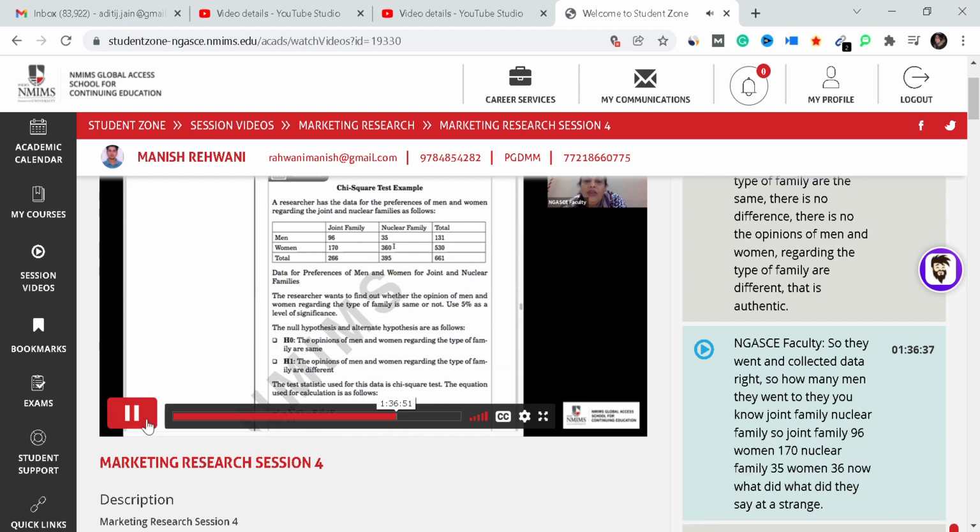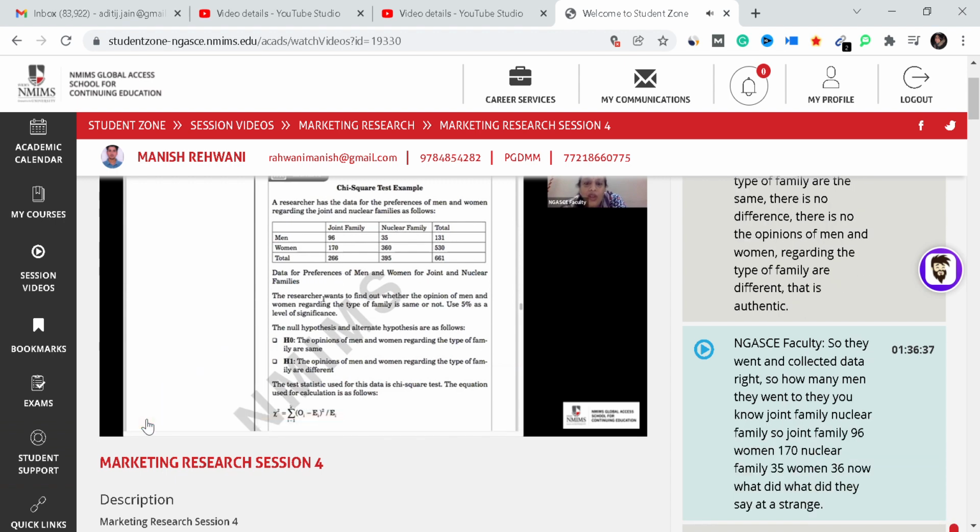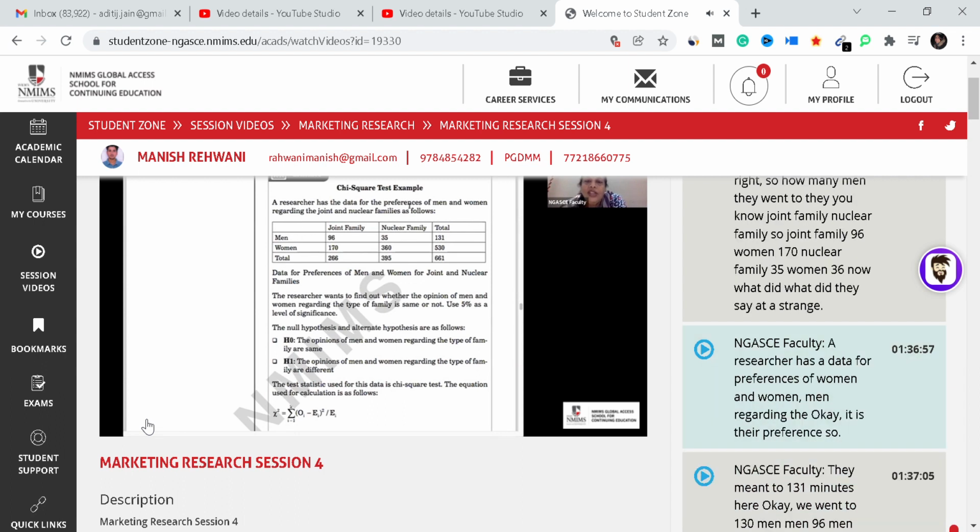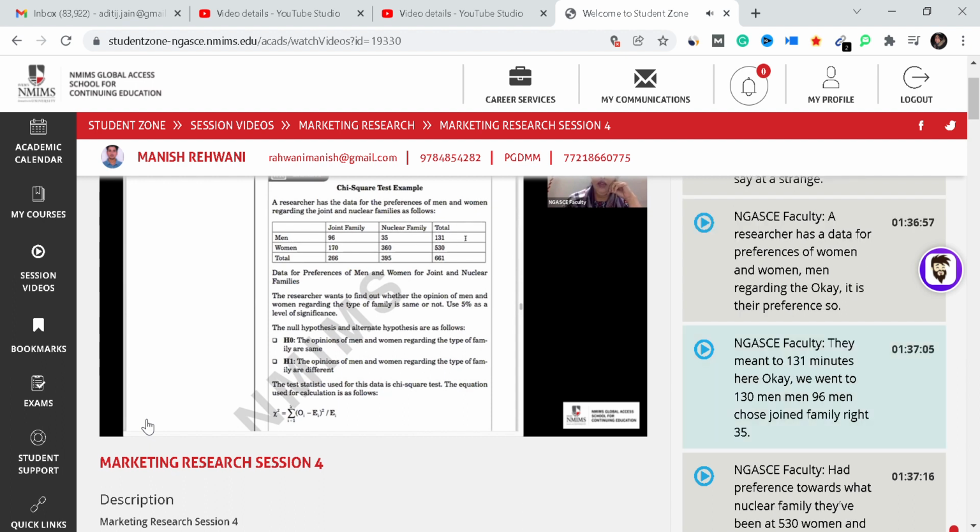Family 35, women 36. Now, what did they say? Let us write. A researcher has the data for preferences of women and men regarding the family type. Okay, it is their preference. So, they went to 131 men here. Okay, they went to 131 men.